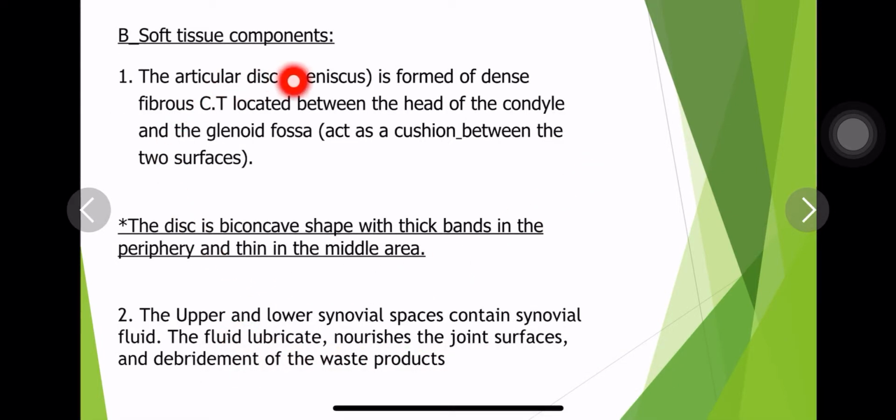The soft tissue component includes the articular disc and the upper and lower synovial space. The articular disc is formed of dense fibrous connective tissue located between the head of the condyle and the glenoid fossa. The upper and lower synovial space contain synovial fluid. The fluid lubricates, nourishes the joint surface and removes the waste products.